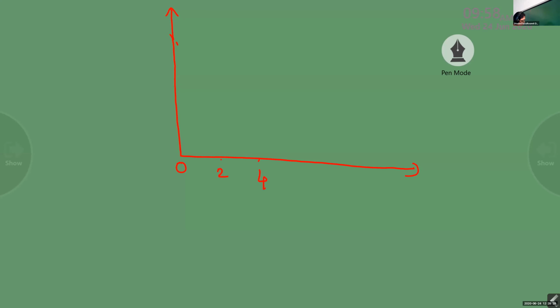Then you can see the values. When I write the values, see that it should have some equal space. Approximately between 0 and 2, 2 and 4, 4 and 6 equal space. That you can assume and draw it. It's a scale: 2, 4, 6, 8, 10.